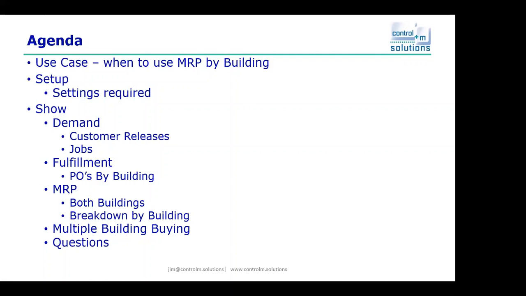And then once we get into MRP, we'll show how the demand is going to be broken down by both the buildings and then individually by building. Once we get done with that, we'll go through and show you how to actually do the buying, so how to take that demand and turn it into a purchase order release in the multiple building buying. Once we get done with that, we'll do some questions and then talk about our next session.